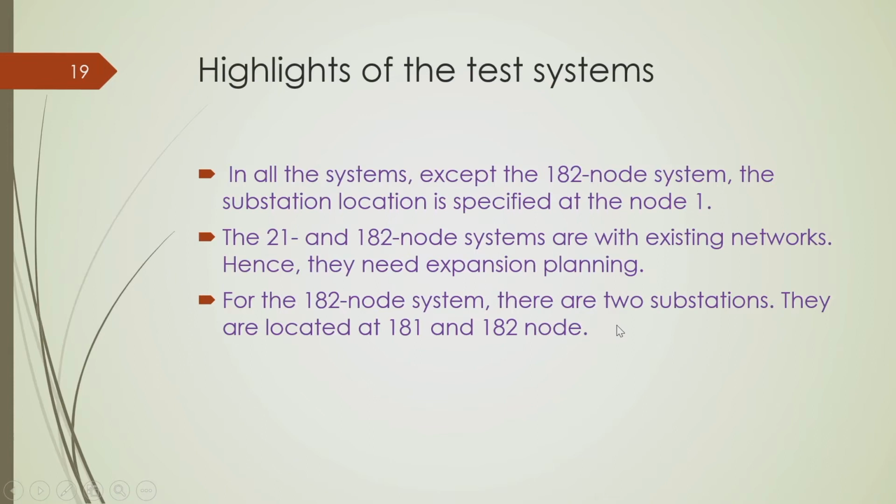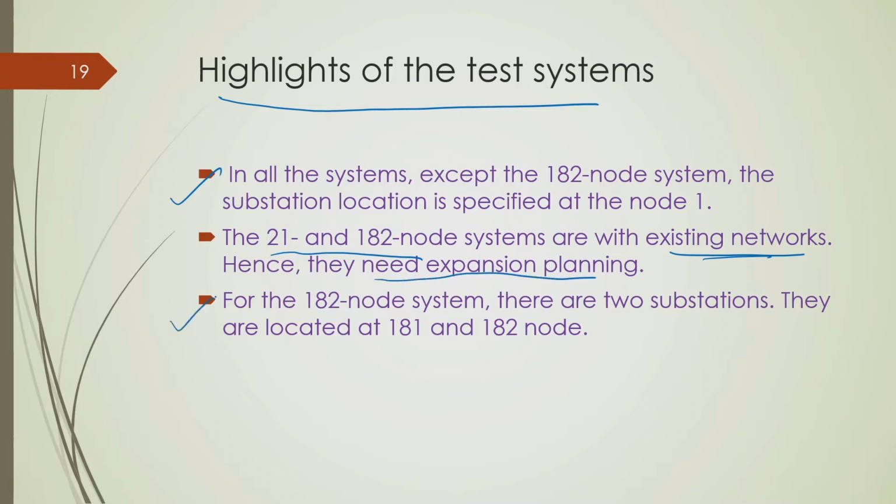Let us start with this. Here you can find some highlights of this test system. As I mentioned, 182 node system, basically we have 2 substations. Other than that, we have only one substation for all other networks. Okay. And also for 21 and 182 node systems, we have some existing networks, as I was talking about in the last slide. So, hence they need expansion planning.